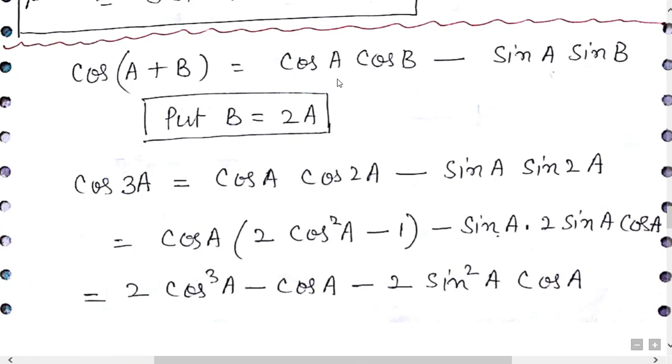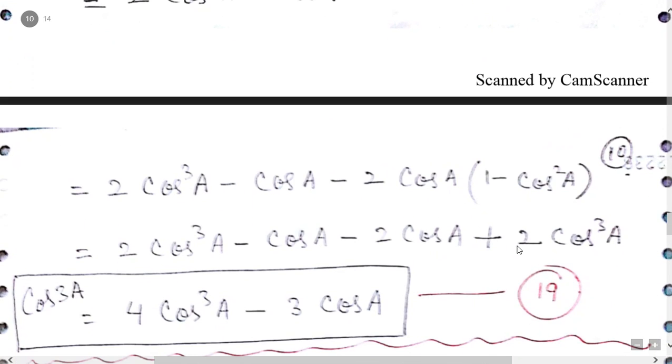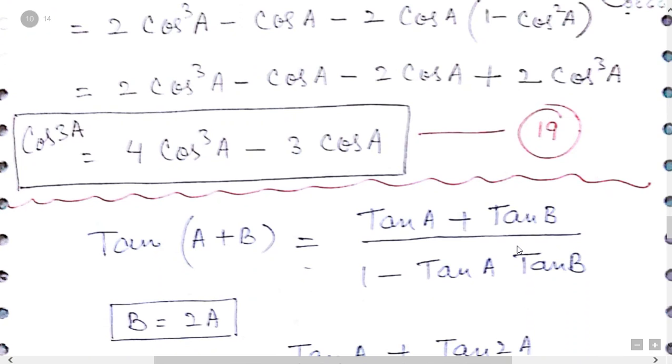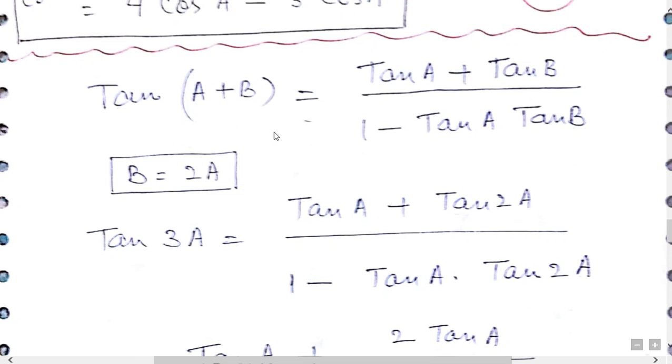Similarly, for cos, first of all write the formula of cos(A plus B), then insert B equal to 2A, then insert the formula of cos 2A in terms of cos, and for sin 2A insert the formula for sin square A, then multiply the terms. You will get the answer as 4 cos cube A minus 3 cos A. This is an important formula, many times asked in the examination.